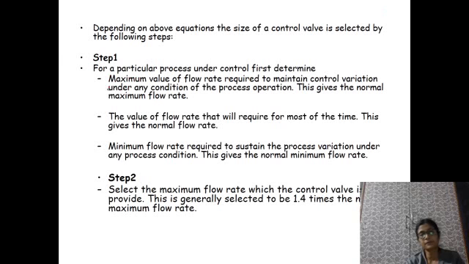For a particular process under control, first determine the maximum value of the flow rate required to maintain the control variation under any condition of the process operation. This gives the normal maximum flow rate. The value of flow rate that will be required for most of the time gives the normal flow rate, and then the minimum flow rate. That means maximum, minimum and normal flow rates are to be determined. Next, select the maximum flow rate which the control valve is to provide. This is generally selected as 1.4 times the normal maximum flow rate.